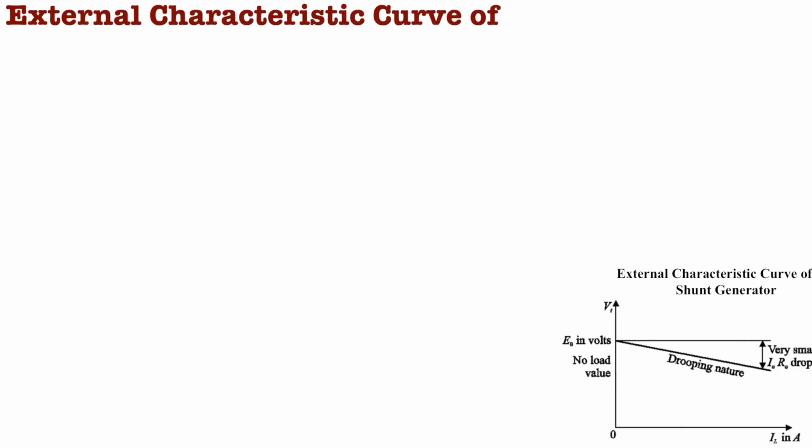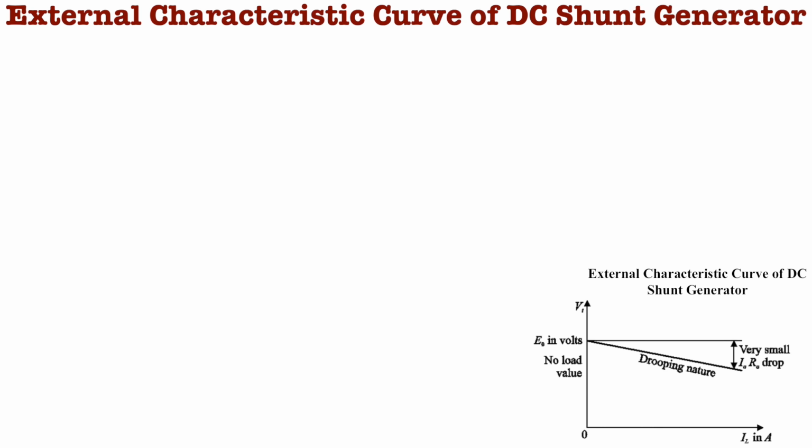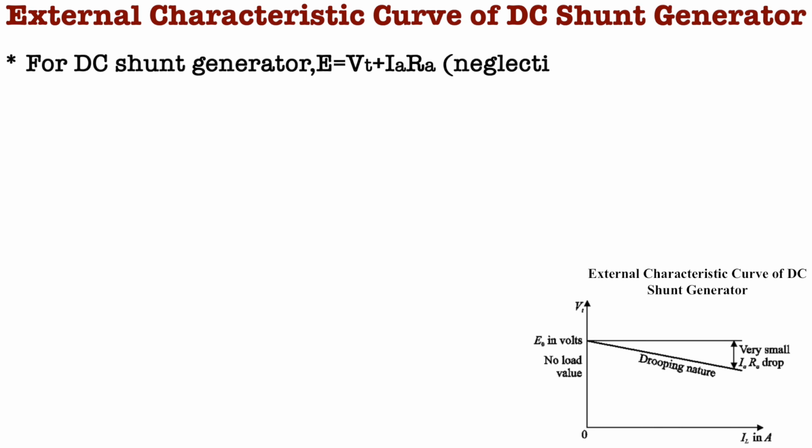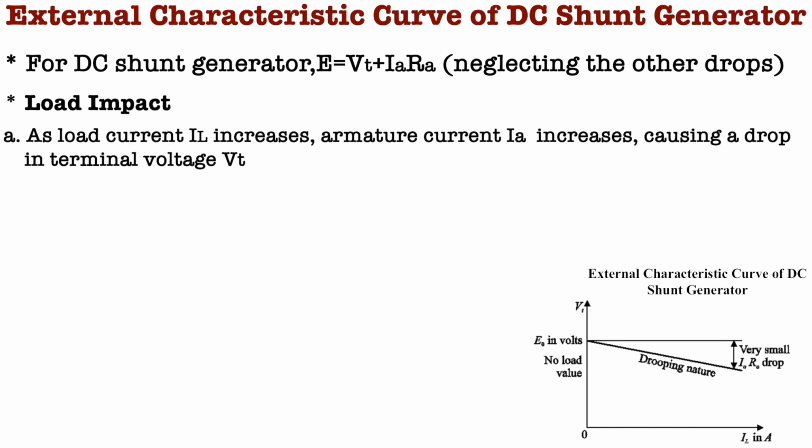Next is our external characteristics curve. We know that for a DC shunt generator, E is equal to Vt plus Ia Ra. Here we are neglecting the other drops. So, as the load current IL increases, the armature current Ia increases, and the Ia Ra drop also increases. The terminal voltage Vt equals E minus Ia Ra, which decreases as a result.